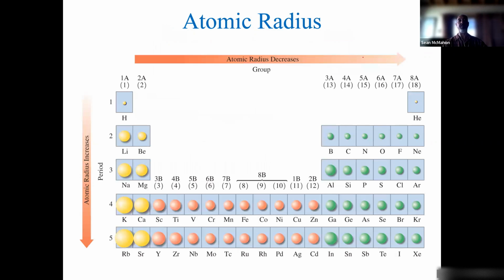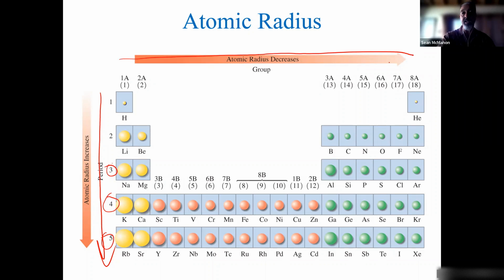So let's start with atomic radius. The obvious one, based on this diagram, and just conceptually, the one that's really easy, as I go down the periodic table, right, I'm increasing the periods or the shells, the energy levels, right? So I have my first shell, then the second, then the third. So as I go down and I have more and more shells or layers, it makes sense that the atom's getting bigger, okay?